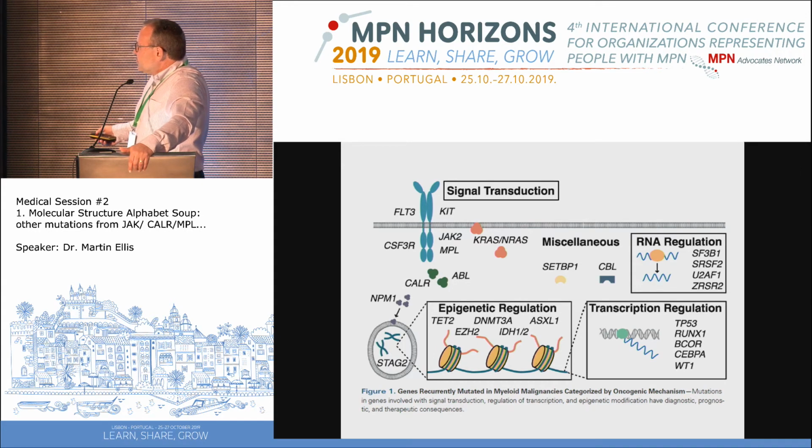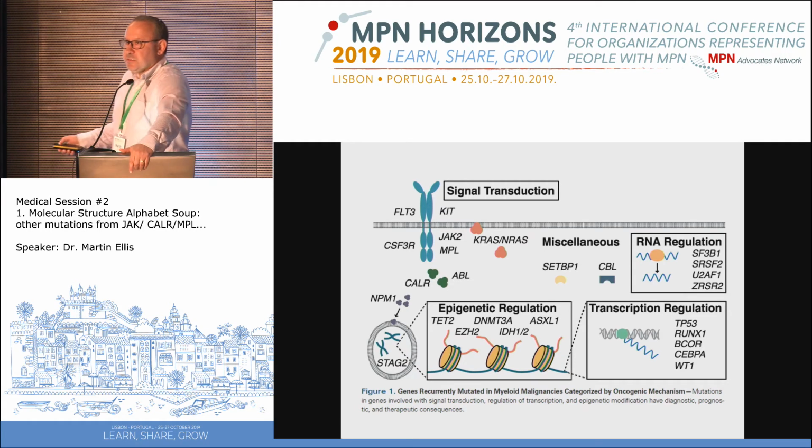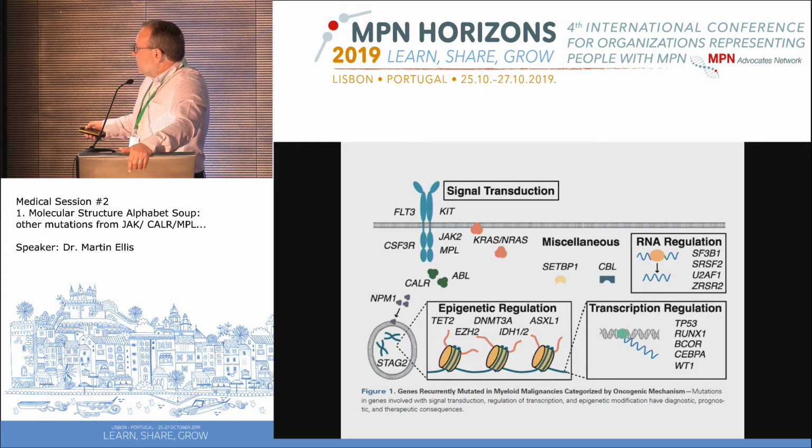So we have certain genes that are involved with signal transduction. Some of them, importantly, we have discussed. The Jak2 is over here, the MPL is over here. Other genes are important in other myeloid diseases. Some are important in acute myeloid leukemia, like this FLT3 gene. Some are important in mastocytosis, which we mentioned in passing yesterday, another chronic myeloid malignancy. And these would be a group of gene abnormalities that are involved in signal transduction.